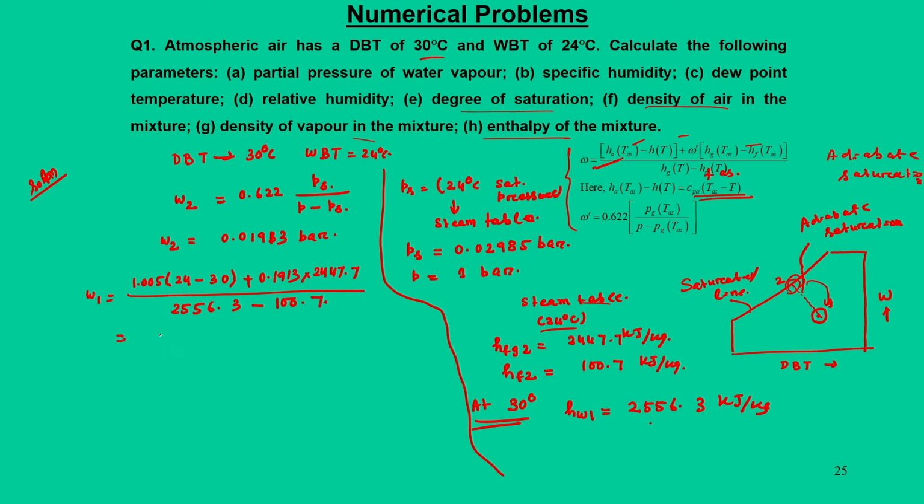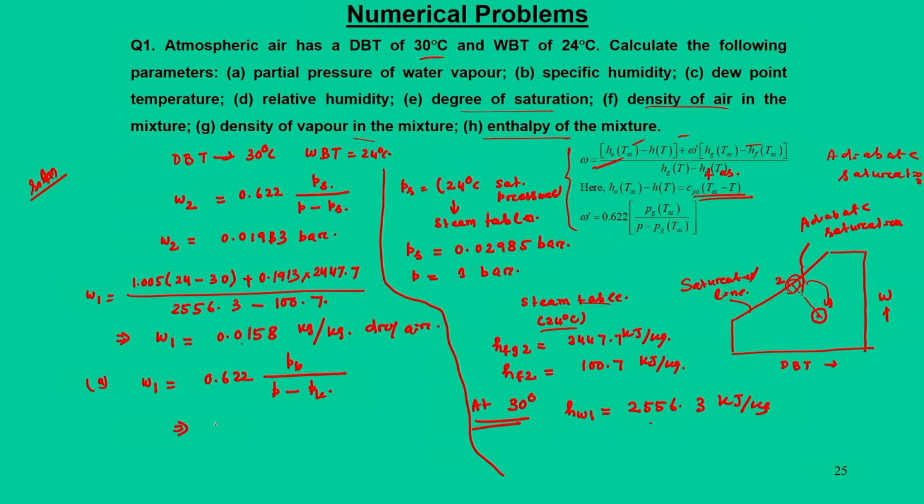So, this will give you omega 1 as 0.0158 kg per kg of dry air. So, once you know the omega 1, the first thing you can find out is, omega 1 is equal to 0.622 Pv divided by P minus Pv. So, here P is 1 bar, Pv needs to be calculated, omega 1 is this.